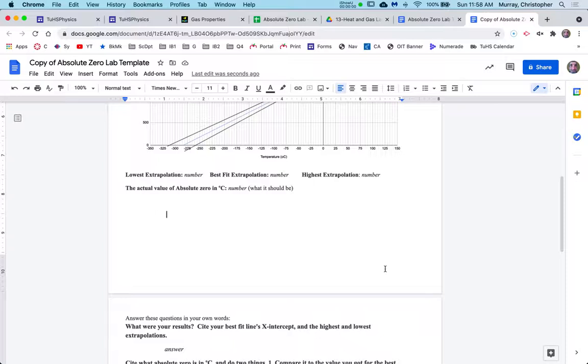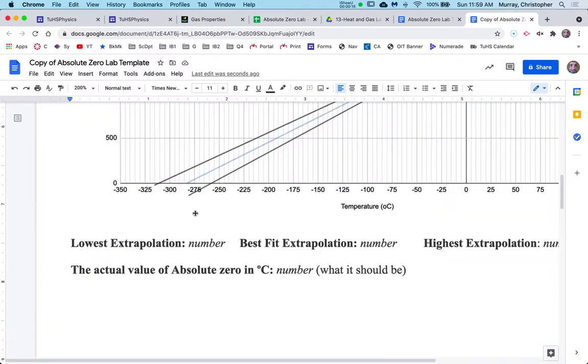In this video, let's look at how to read the graph and get the extrapolations. And then we're also going to write a conclusion, right? Talk about that. So let's see. I want to zoom in here so I can read the graph better.